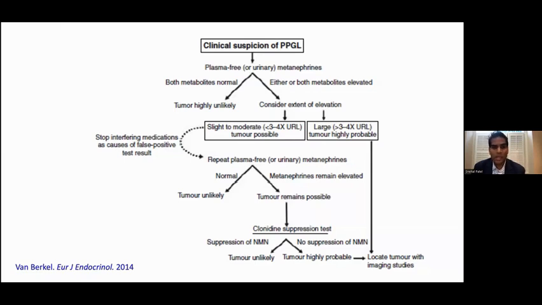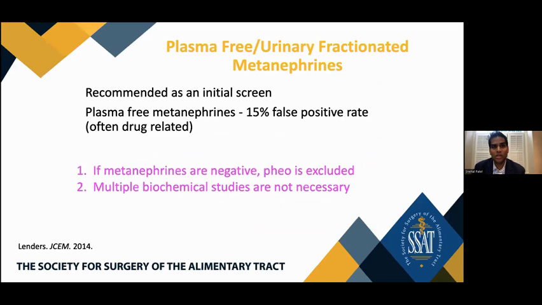If you repeat it and it's normal, then it's ruled out. But if it remains elevated, then continue to push on. And at the end of it, there is a clonidine suppression test. But I think most of us would probably just go to imaging at that point if the suspicion is still there with this mild elevation. So really the initial screening is the plasma-free or urine metanephrines, and just keep in mind it has a 15% false positive rate. But if it is negative, pheos are excluded, and really these multiple biochemical studies are not necessary.